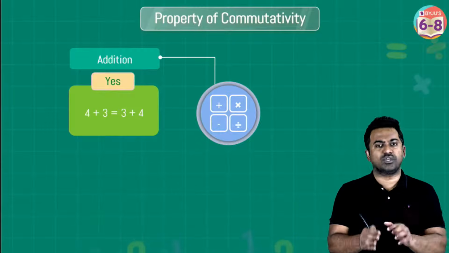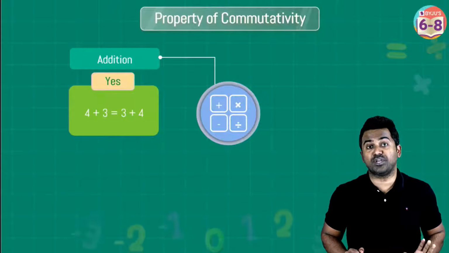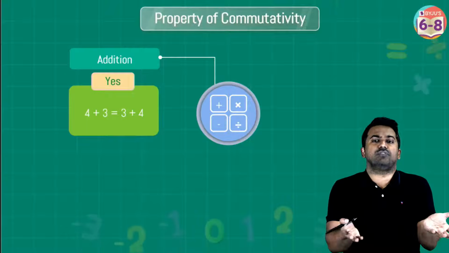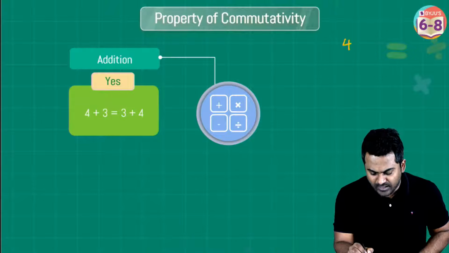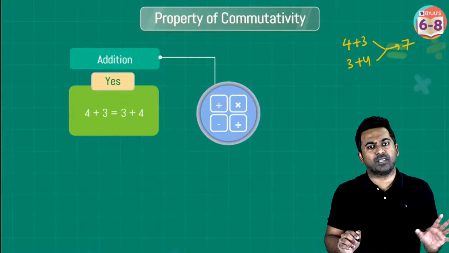So that was closure, fairly simple. Now, let's understand the property of commutativity, a fairly simple idea again, because it simply tells you the order in which you add doesn't matter. Even if you add 4 plus 3 or 3 plus 4, the answer in both cases is going to be the same, right?